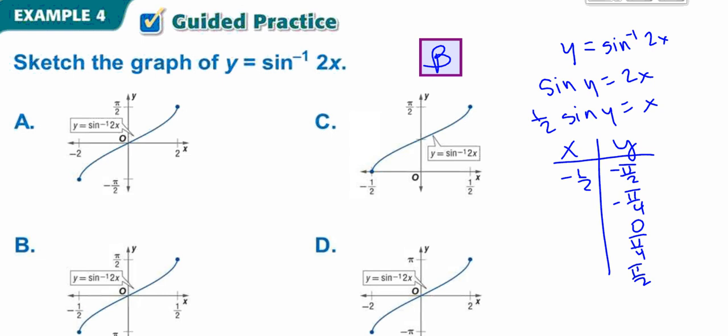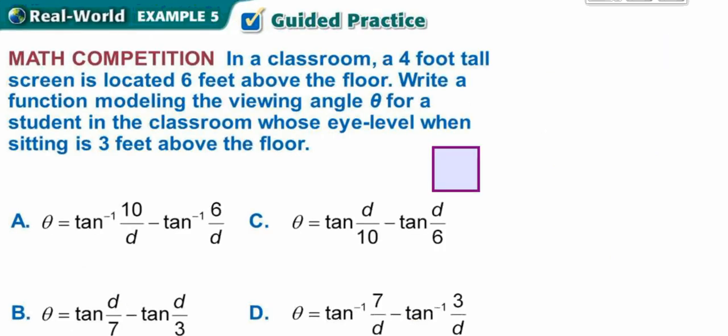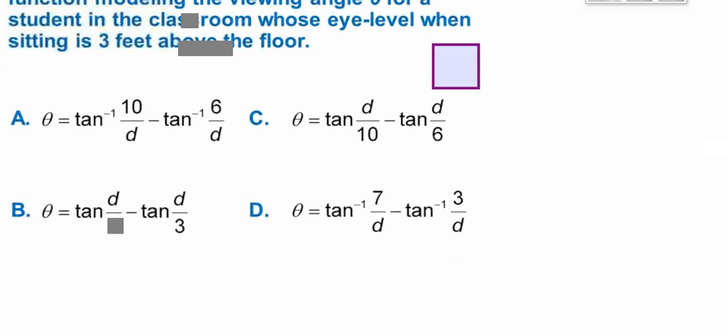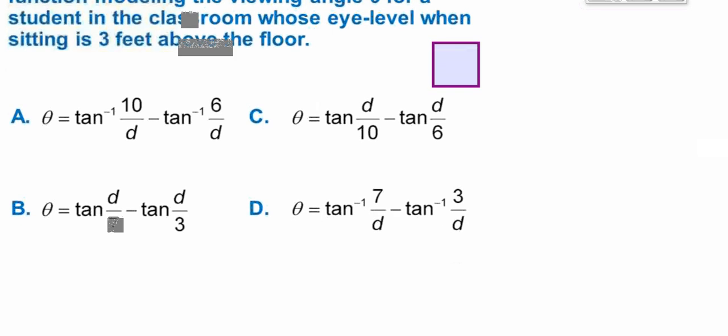I'll just do a few of these. Sine of 0 is 0. 0 times a half is 0. Pi over 2, it's 1/2. And so B is the correct one there. This one is just like that one we had done. Does anybody know what it is?